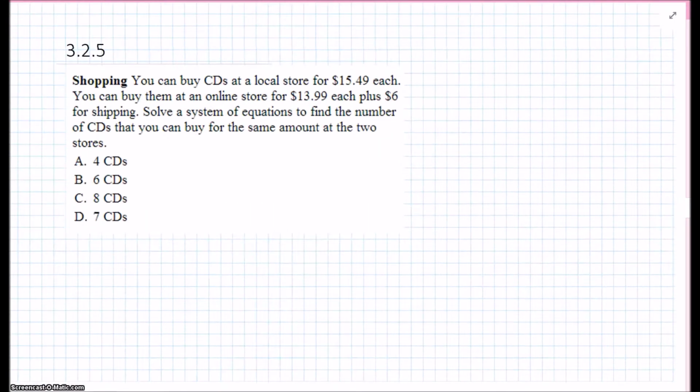Next example. You can buy CDs at a local store for $15.49 each. You can buy them online for $13.99 each plus $6 shipping. Solve a system of equations to find the number of CDs you can buy for the same amount at the store.